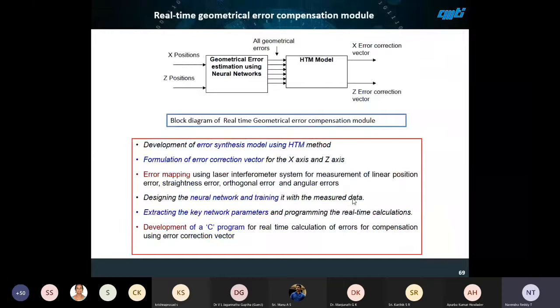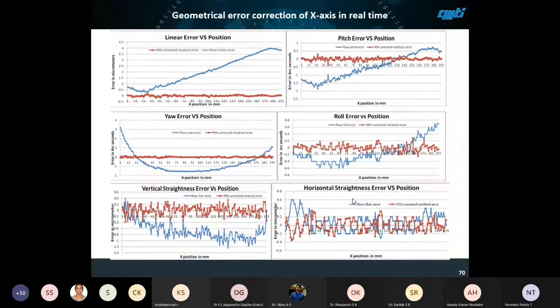Actually, time is not there. I will just show you something, but I may not be very successful in completing it.